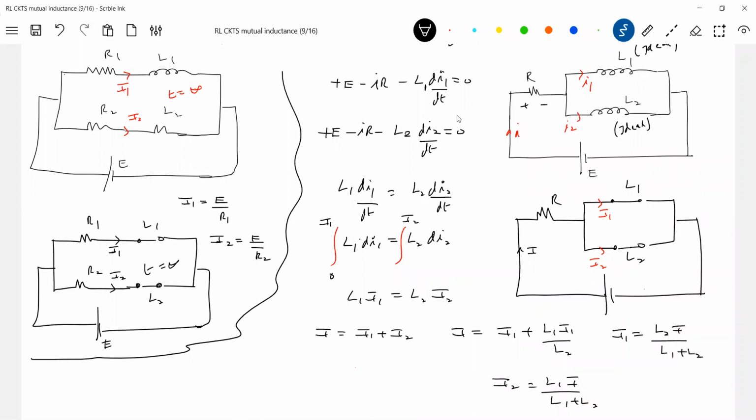I'll ask you how much energy is present in each inductor. L1 I1 squared by 2, L2 I2 squared by 2. You can calculate those energies at steady state also.